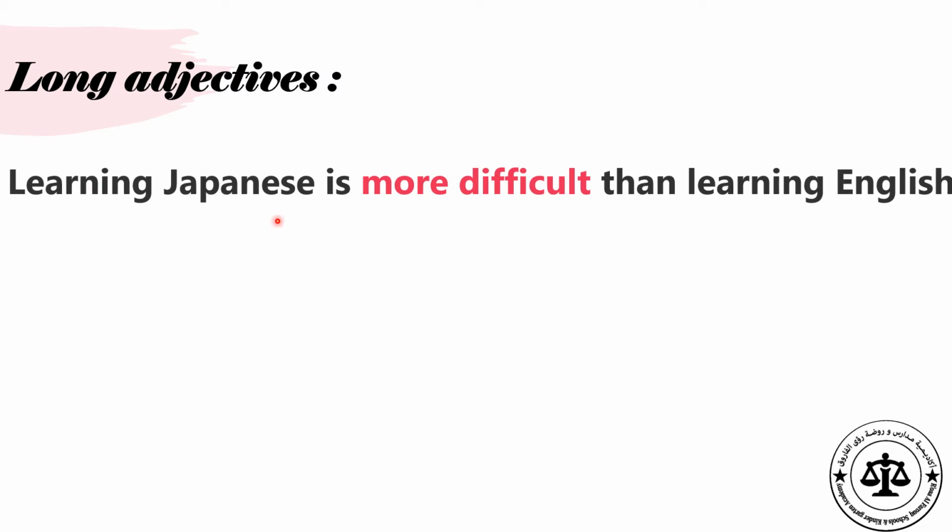Learning Japanese, this is the first item, is more difficult than learning English. Learning English is the second item. So here we compared two things by adding more difficult. We used more because we have a long adjective here. What do we mean by long? Having more than one syllable.